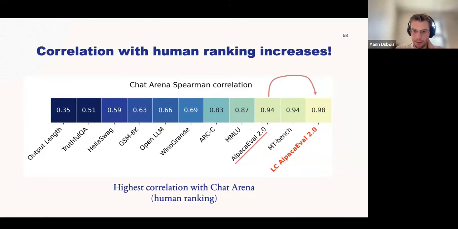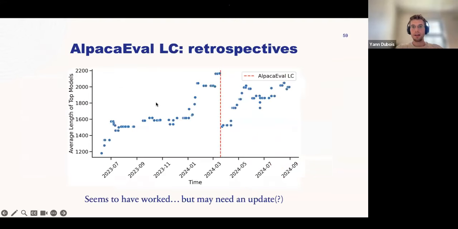And I believe, at least when we released it, it's still the case, this benchmark is the one that has the highest correlation with Chat-Arena, which is this human ranking that we saw before. And here you also see some different benchmarks and how highly correlated they are with Chat-Arena. Great. So retrospectively, they work.